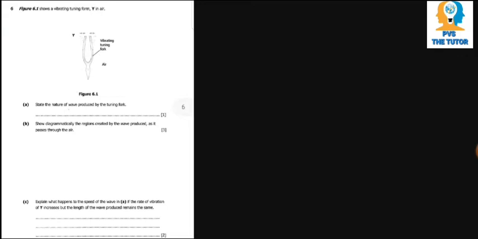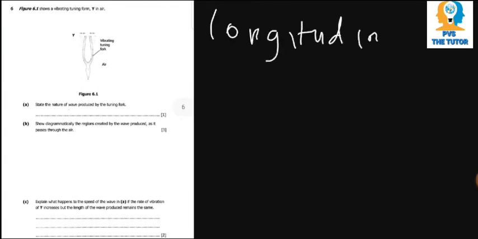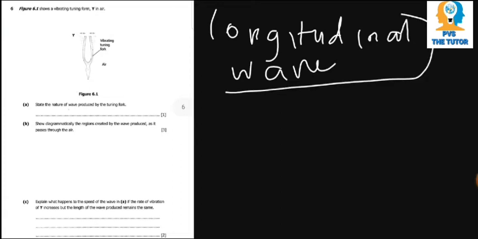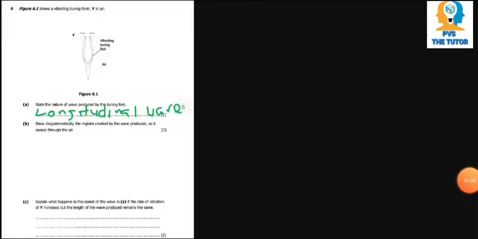So now they are stating. A says, state the nature of the wave produced by the tuning fork. So the nature of the wave produced by the tuning fork is a longitudinal wave. So that's the nature of the wave produced. It's a longitudinal wave, nothing else. Something that is vibrating produces sound. Sound is an example of a longitudinal wave. So the answer is a longitudinal wave.